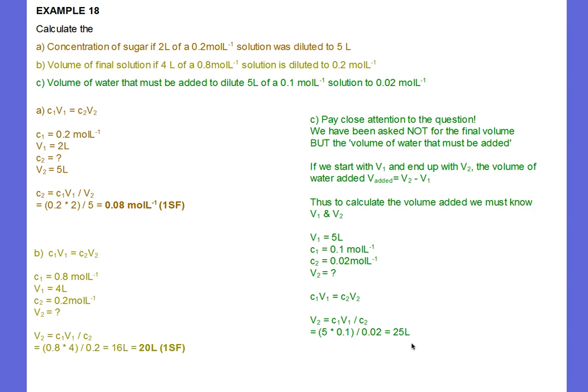It's very tempting to stop there because that feels like the end of the question, but we know it's not. We've got to find the volume added. So now we can say the volume added is just V2 minus V1, which is the 25 litres, take away the 5 litres we started with, which gives us 20 litres to one significant figure. And that's how you do dilution questions.